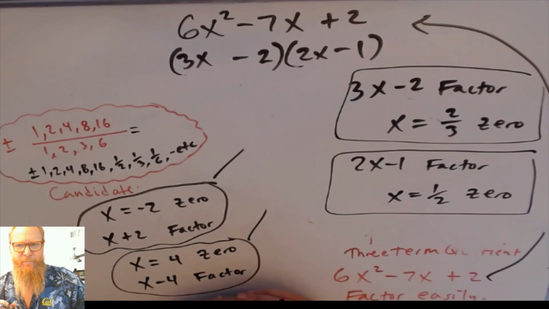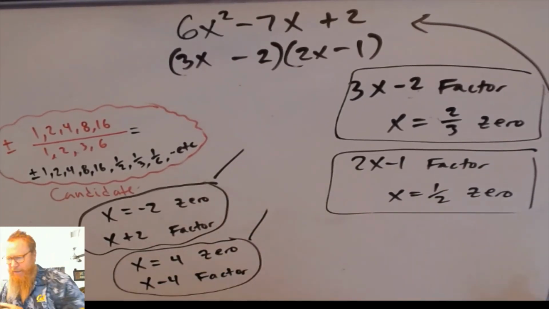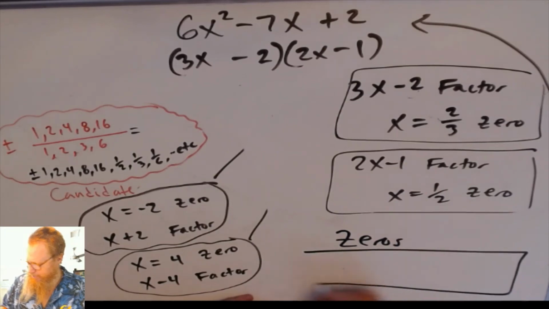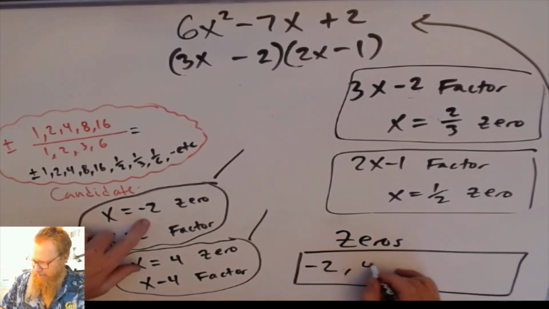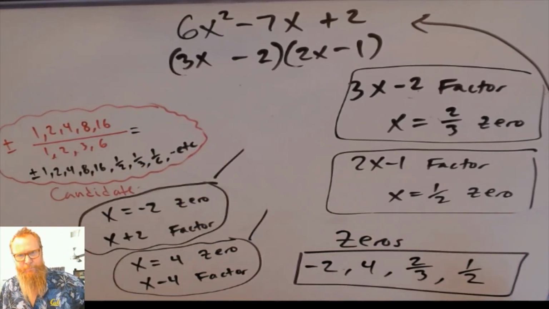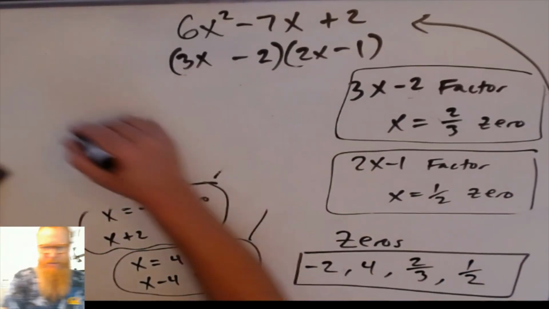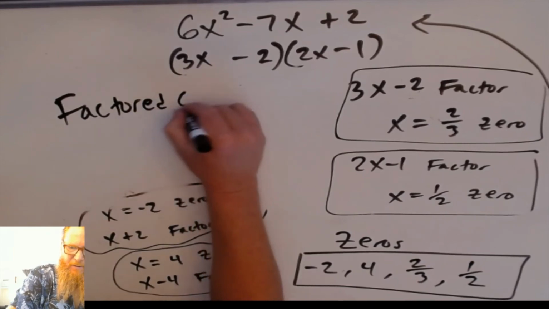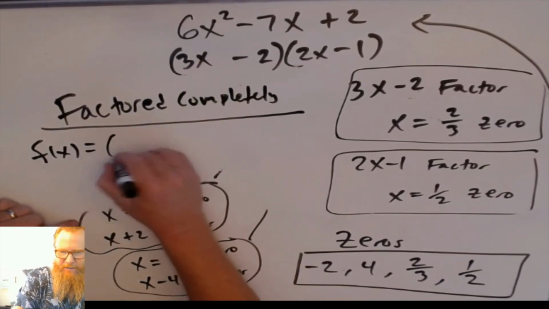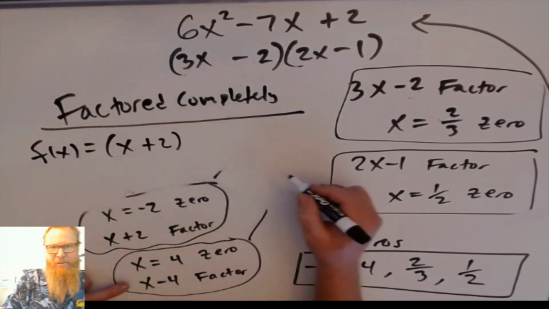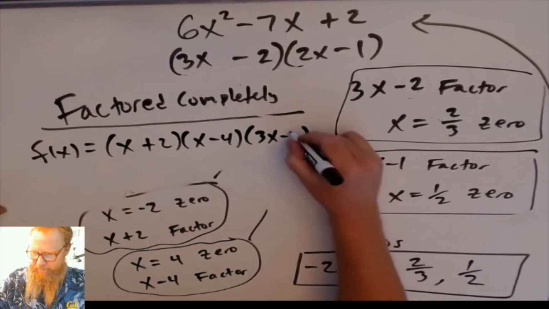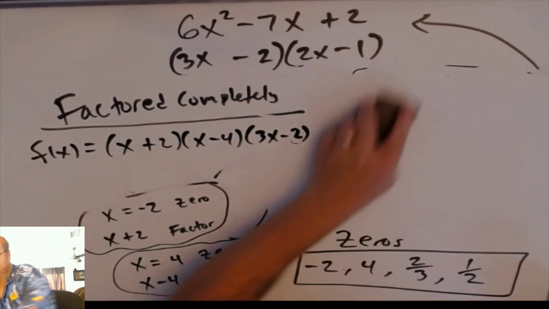All right. So we're done. Just got to put all this together. How should we do this? So let's go ahead and list the zeros. Negative 2, 4, 2/3, and 1/2. And then list the factors. I don't care what order they're in. I'm just going to do them in the order I found them. x plus 2, then x minus 4, then 3x minus 2, and 2x minus 1.